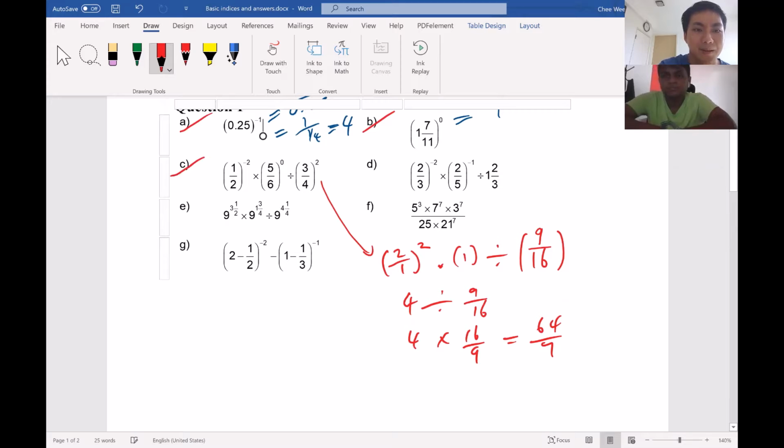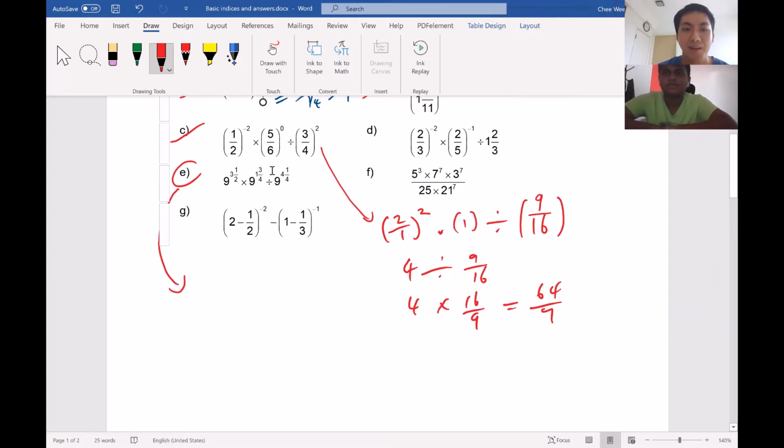Part E, how will you do this? When there's a fraction in the power, what do you do? The key point here is they all have the same base, right? So we can actually simplify the powers right now. So 3.5 is 7 over 2.